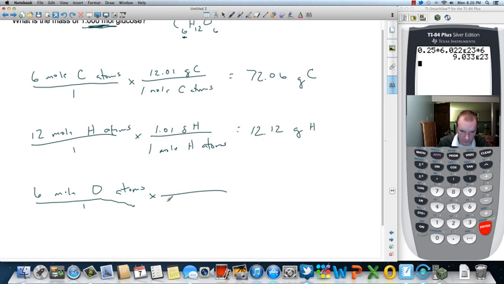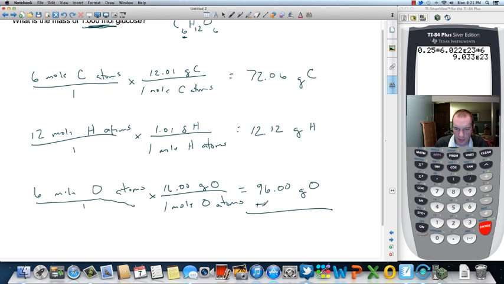And then finally, 6 moles of oxygen over 1 is equal to, for every 1 mole of oxygen atoms, 16.00 grams of oxygen. Just for consistency's sake, we'll always round our molar masses to 2 places. So 16 times 6 is equal to what? Equal to 96.00 grams of oxygen.